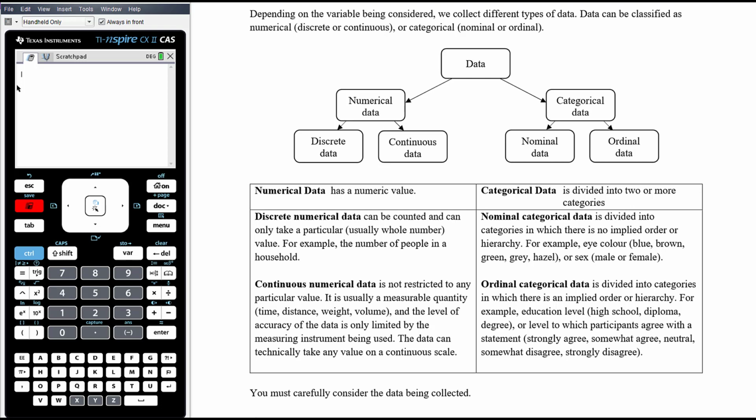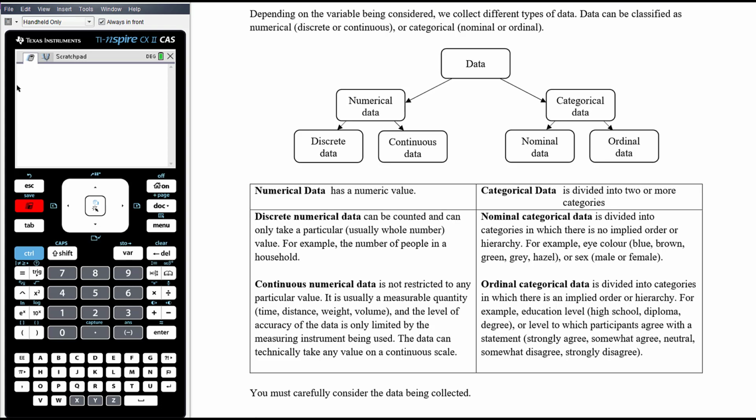Generally speaking, it's usually when you're talking about the number of something. The number of red cars I observed on the road today, the number of people in a household, the number of times I rolled a 6, etc. Continuous numerical data, on the other hand, is not restricted to any particular value, and it's usually a measurable quantity. So I usually make the distinction: discrete is countable things, the number of somethings I have. Continuous is measurable things, time, distance, weight. And essentially the level of accuracy of your measurement is only limited by the instrument that you're using.